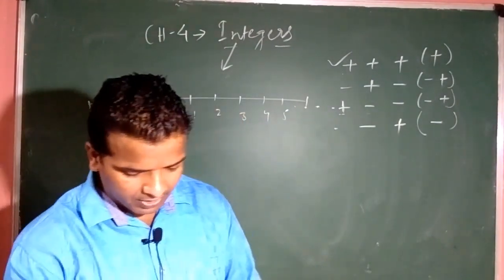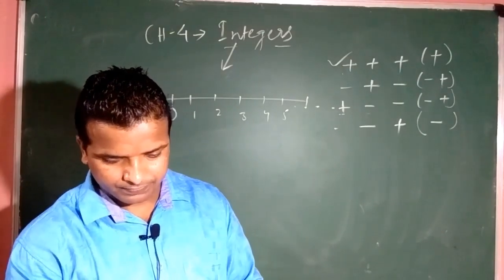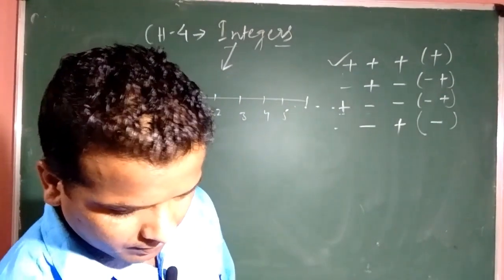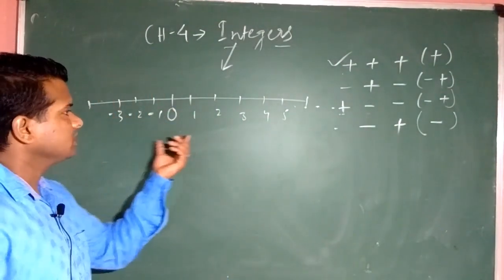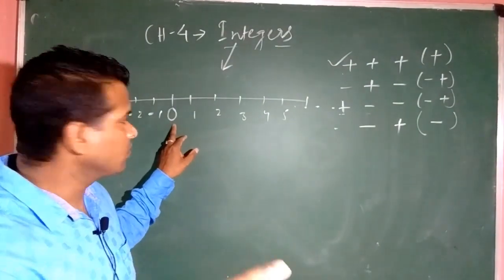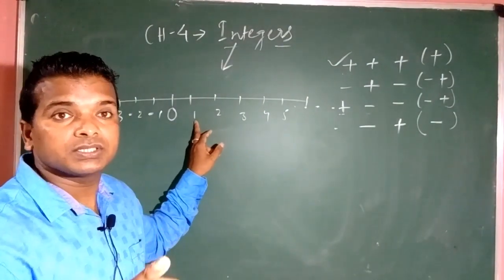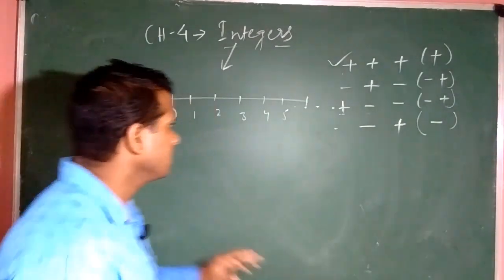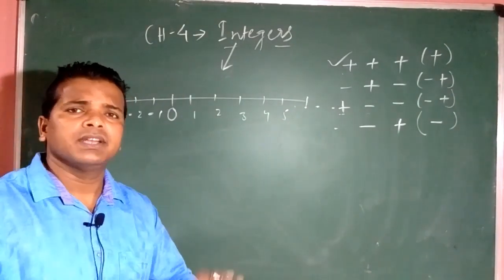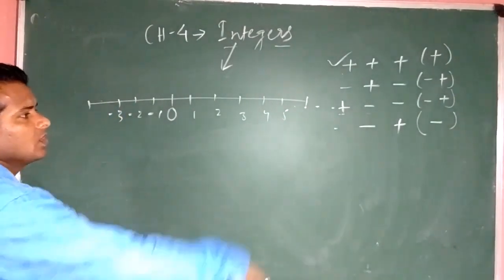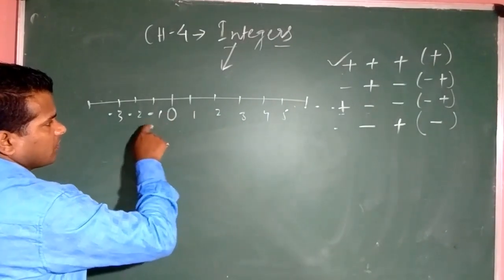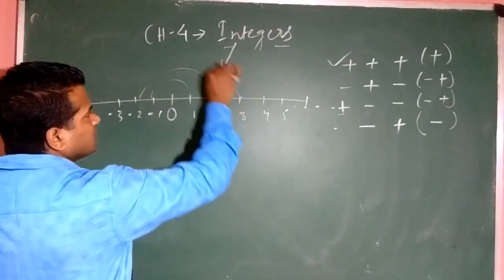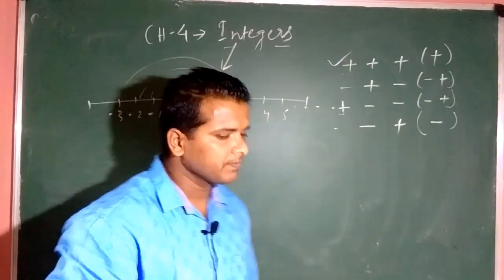Now, second part. The concept is clear: 0 is neither positive nor negative, 1 is the smallest positive integer, and minus 1 is the largest negative integer. Their difference is always 1. Opposite to 1 is minus 1, opposite to 2 is minus 2, opposite to 3 is minus 3. This is the way we are going.